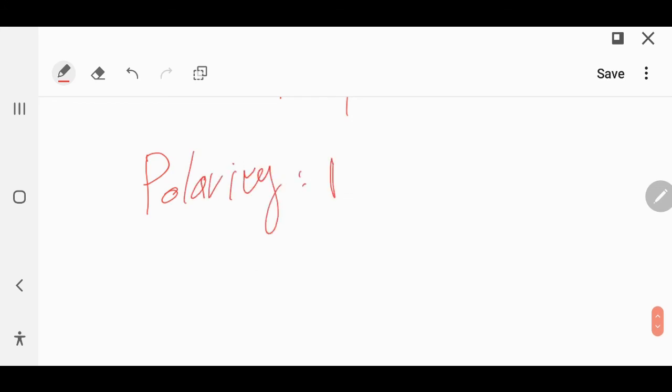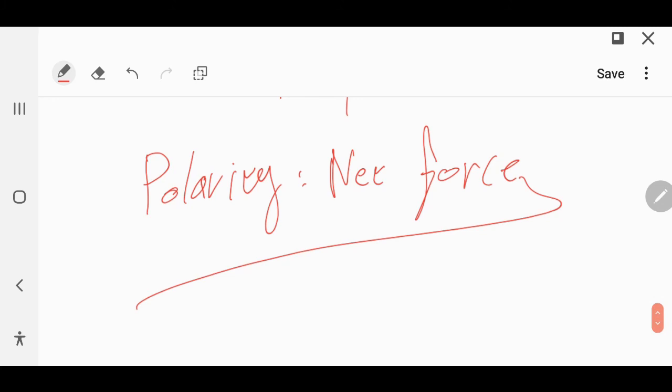So we can say simply polarity means net force. Keep it this simple and you will get it very easily. Don't expand the concepts for now. We're going to study this more and more in the next stages and next chapters.